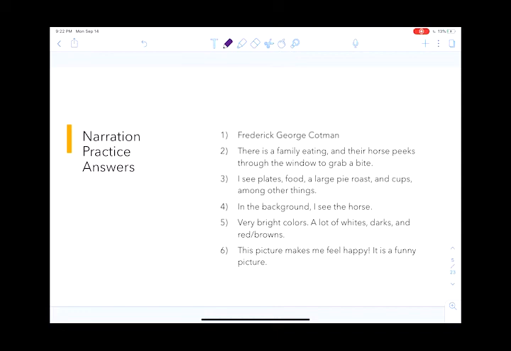Number 5. Very bright colors. A lot of whites, darks, and reds and browns. Number 6. This picture makes me feel happy. It is a funny picture.